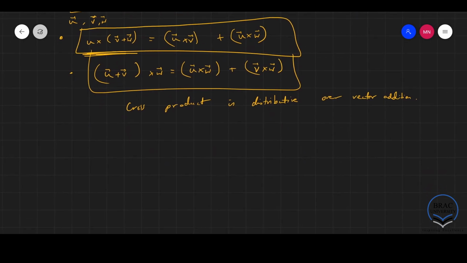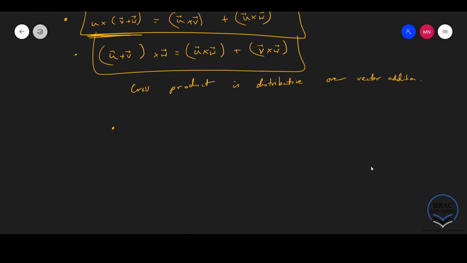And just a reminder from the previous video, we also showed that the cross product of 2 vectors v cross w is also equal to minus w cross v. From this we can clearly see that cross products are not commutative.